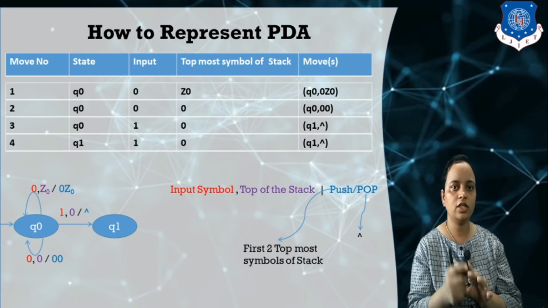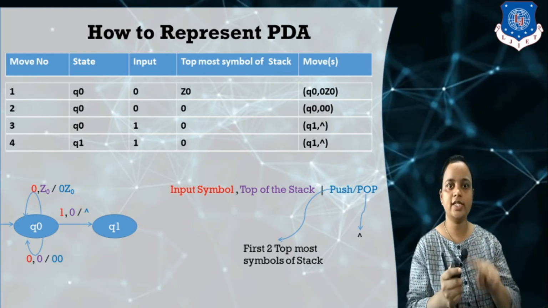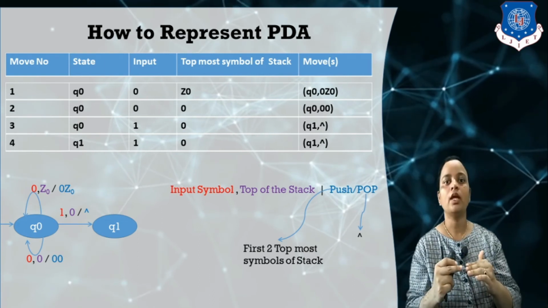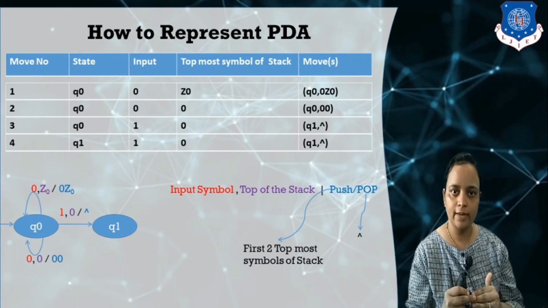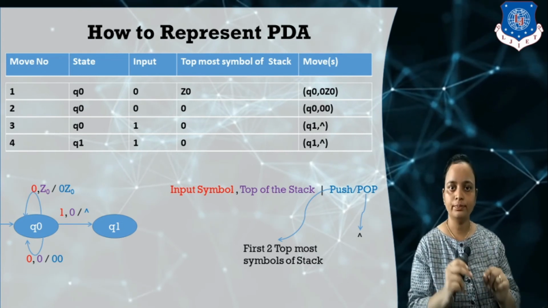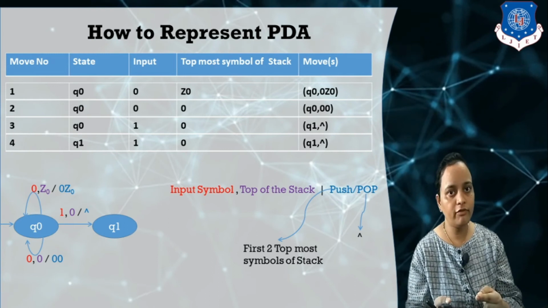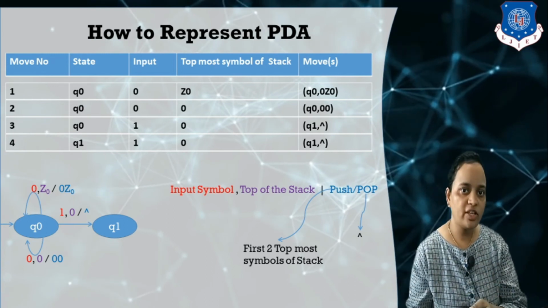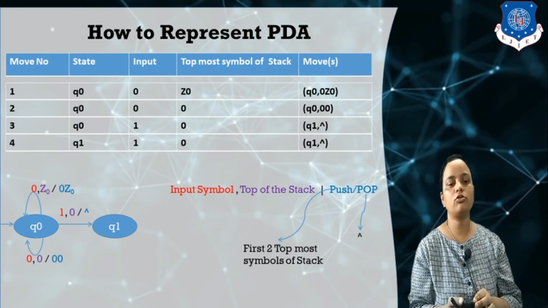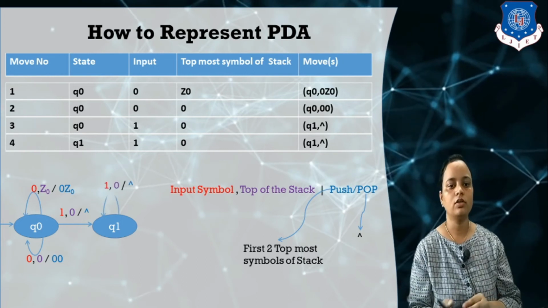So the same transition, input is 1 but the state is the same, so we include this step in the transition table. The state is Q1. If we read a 1 and the topmost symbol is Z0, what are we going to do? Perform a pop operation.